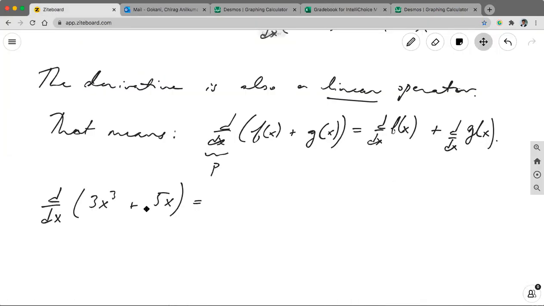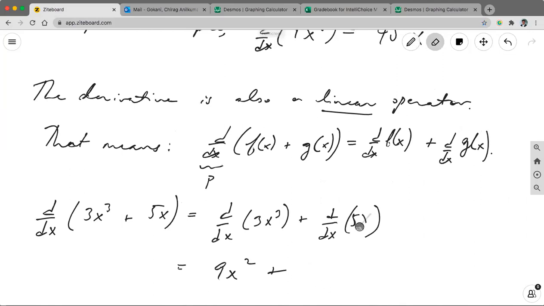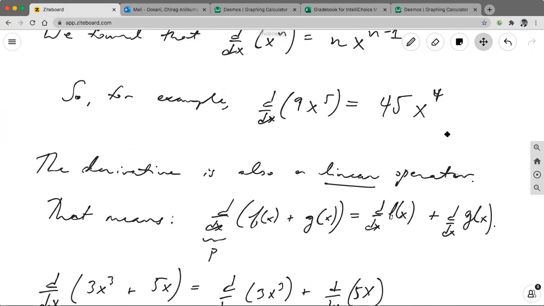So if I wanted to differentiate this new function, can someone tell me what it would be? By linearity, it's this, right? And now can someone tell me what it is? 9x squared plus 5. Yeah, it's 5, because you have multiplied. And so this is just a matter of getting comfortable with this power rule, which is really mechanical. There is no math in knowing the power rule.